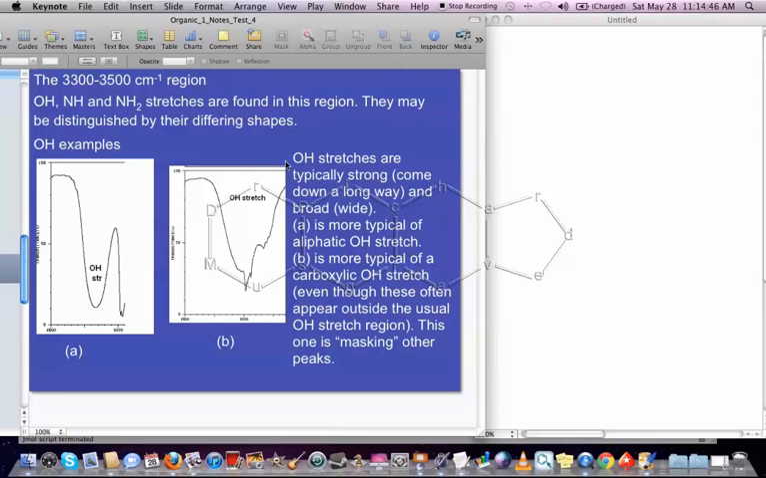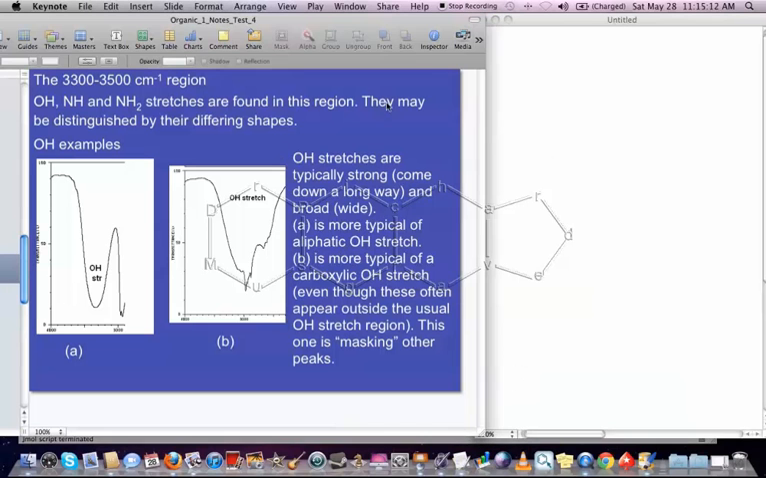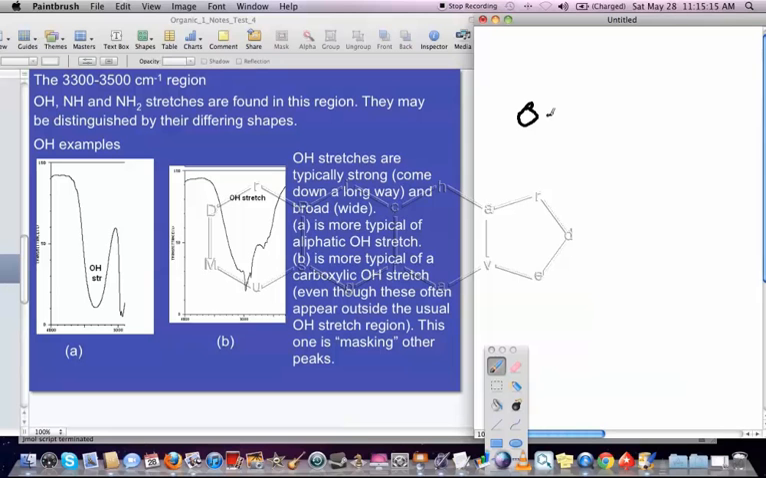The first one I'd like to talk about is the OH stretch, which we will find in the 3300 to 3500 wave number region. Actually, we'll find OHs, NHs, and NH2s, but the peaks are different shapes, so we'll be able to distinguish them that way. When we're looking at OH stretches, what I'm talking about is the OH bond moving in and out. That's what we're looking at here.